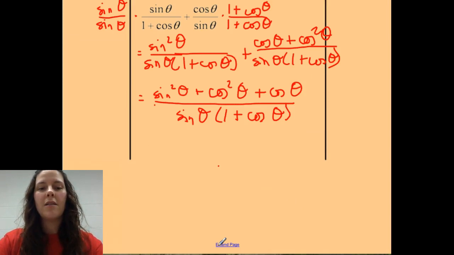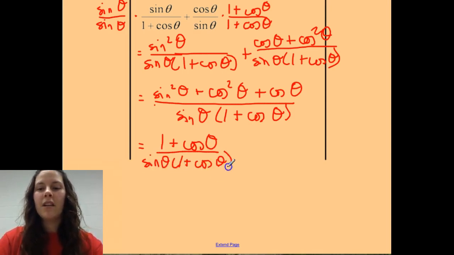So in the numerator, as I mentioned, we've got that Pythagorean identity, sine squared plus cosine squared equals 1. So we have 1 plus cosine theta in the numerator, and then leaving our denominator alone. Notice we have the 1 plus cosine thetas that cancel, leaving us with 1 over sine theta. And the reciprocal of sine is cosecant of theta.